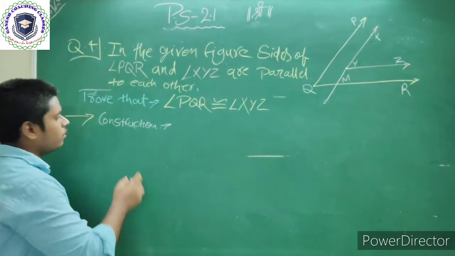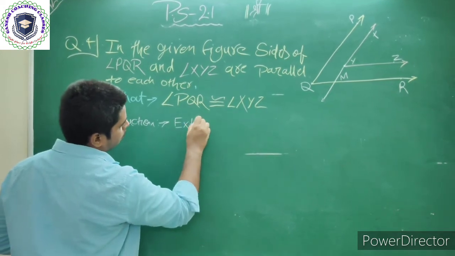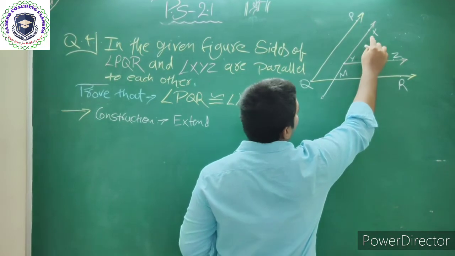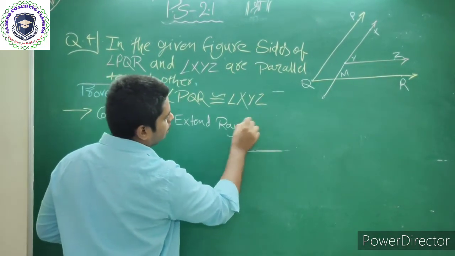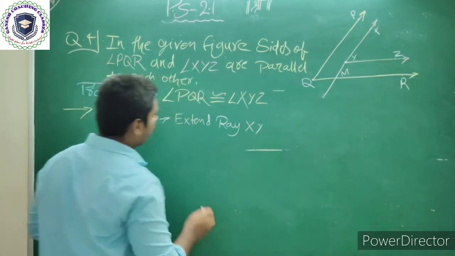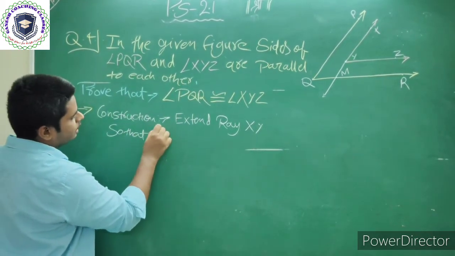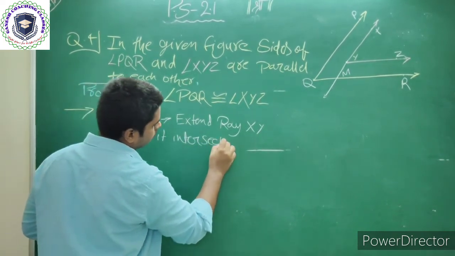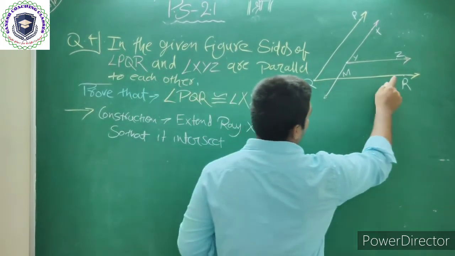So here we did construction: extend ray XY so that it intersects, to which it is intersecting here, ray QR.